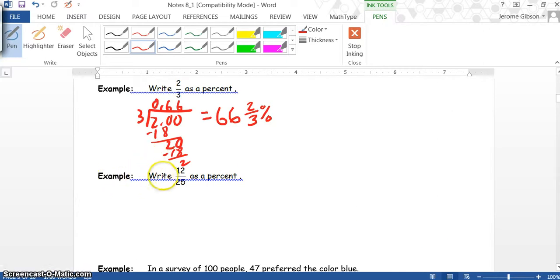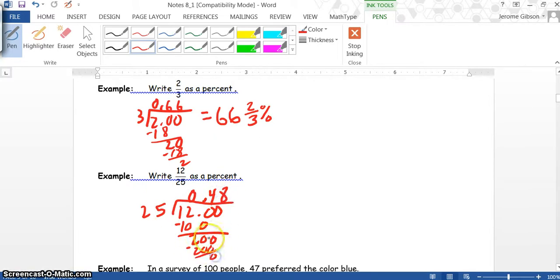Now, we come down here. It says write 12 over 25 as a percent. So we would take 25 into 12. I would say add 2 zeros. 25 goes into 12 0 times. 25 goes into 120 4 times. 4 times 25 is 100. That'll leave us 20. We'll bring down our 0. 25 goes into 200 8 times. We have nothing remaining. So we know we will multiply this by 100, which means we will move this decimal 2 places to the right and add a percent sign. So it'll be 48%.